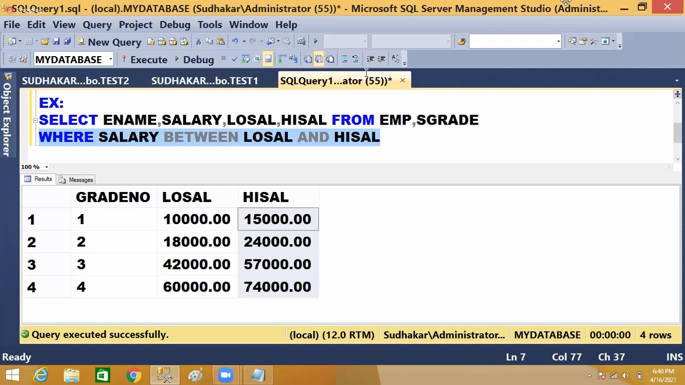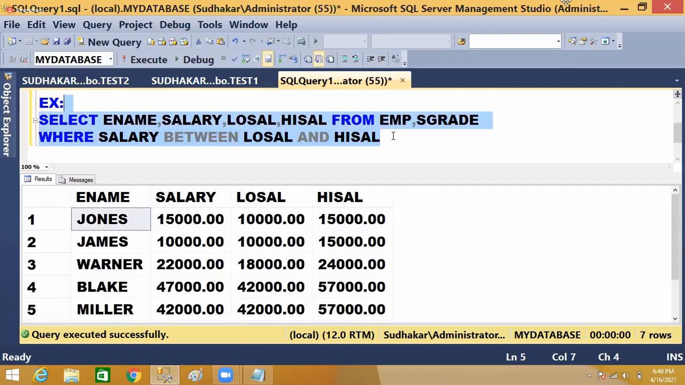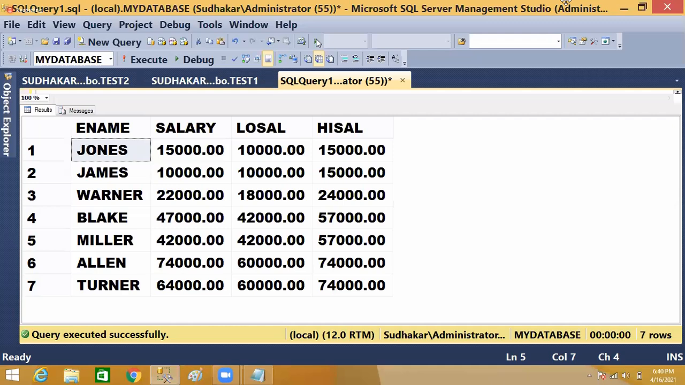Now you can see, once I execute it here, there are a total of 15 employees in my table. But out of 15 employees, only a few employees satisfy my given condition. Now whatever output came, just observe this output, so we can understand whether these employee salaries are between low and high or not.